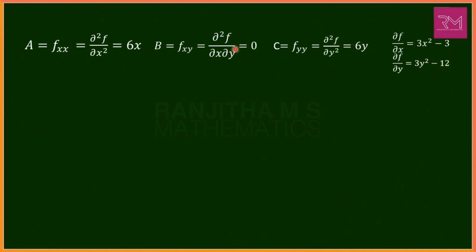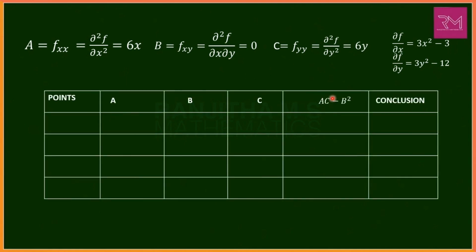After obtaining A, B, C values, in the next step we have to construct a table like this containing 6 rows. First you have to take the points. Next A value, B value and C value. After finding A, B, C values, we have to find AC minus B square value also. Last is the conclusion. If we construct this table, we can easily find the maximum value, minimum value, or whether it is a saddle point or not. Here in the points, we can take the points of intersection, that is minus 1, minus 2, minus 1, 2, 1, minus 2, 1, 2. We can exchange the columns also.